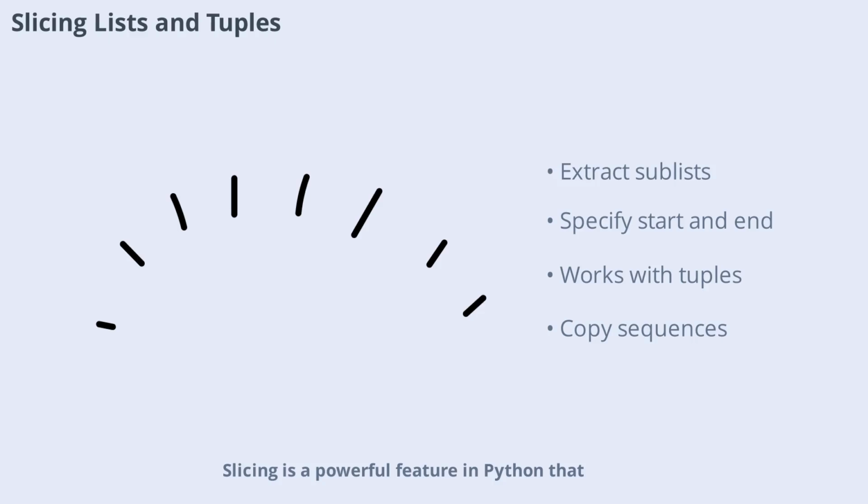Slicing is a powerful feature in Python that lets you extract parts of lists and tuples. By specifying a start and end index, you can create sublists or subtuples. For example, my_list[1:4] returns items from index 1 up to but not including index 4. Slicing is useful for breaking down data into manageable pieces or for copying parts of a sequence.